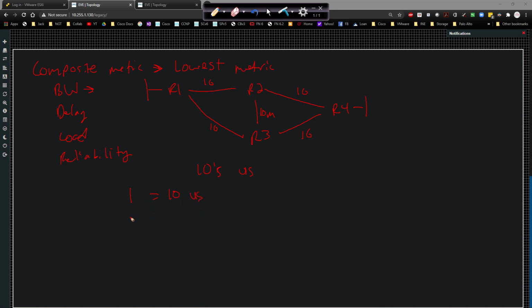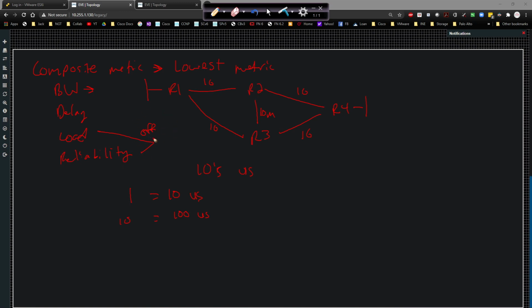Now, if I have 10, this is going to equal 100 microseconds, so on and so forth. The load is going to be the highest load along a path. So what that means is, these two right here are off out of the gate by default. These are not used for metric calculation. Their K values are actually disabled in EIGRP. They can be turned on. I don't recommend you doing that.